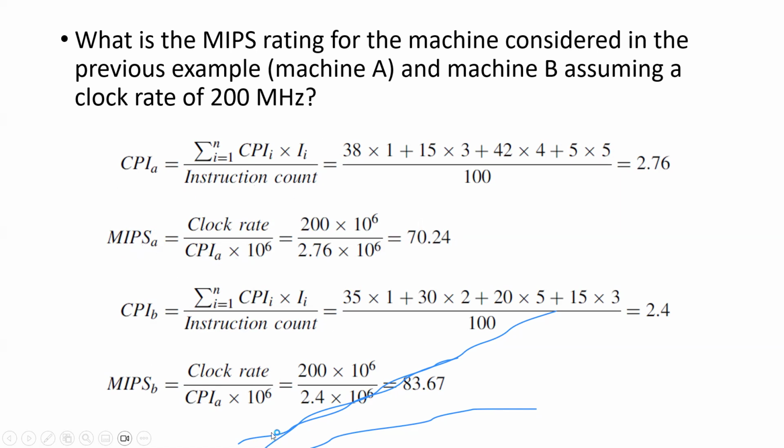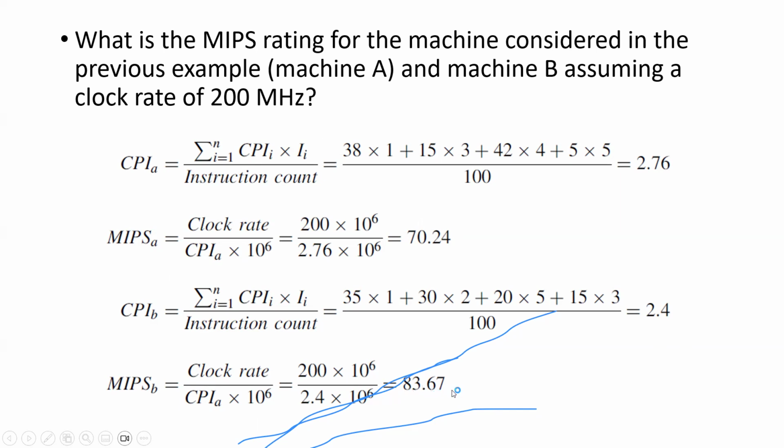For machine B, I have my clock rate, which is still going to be 200 times 10 raised to the power 6, all over 2.4, that is the 2.4 we calculated here, times 10 raised to the power 6. And this should give me 83.67.